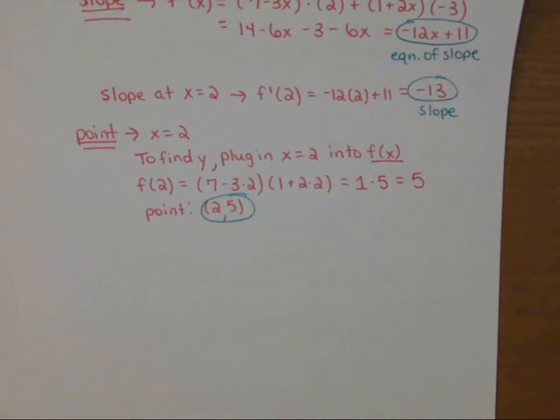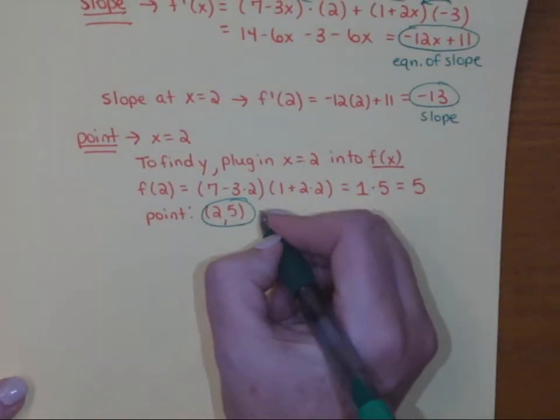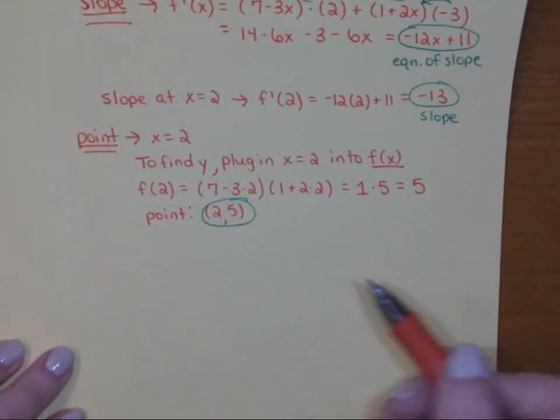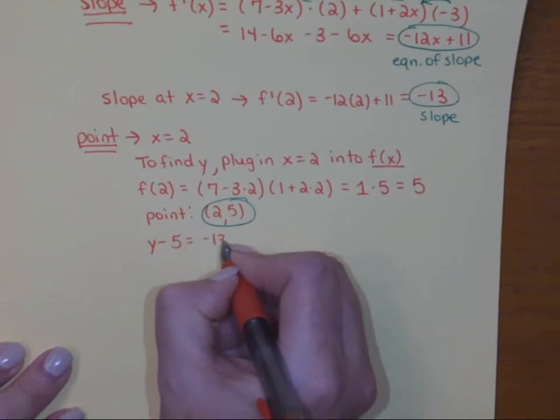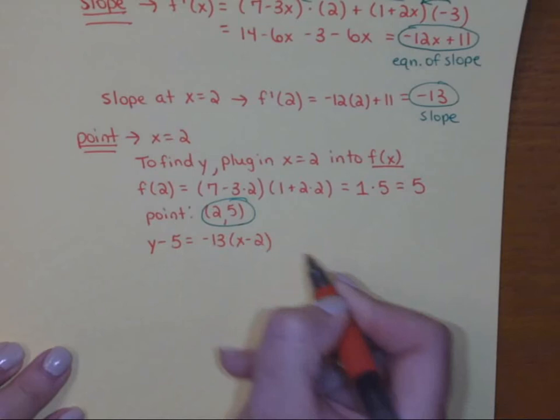So now we have everything we need. We have a slope, we have a point. So let's plug it in: y minus y1. So y minus 5 equals the slope times x minus 2.